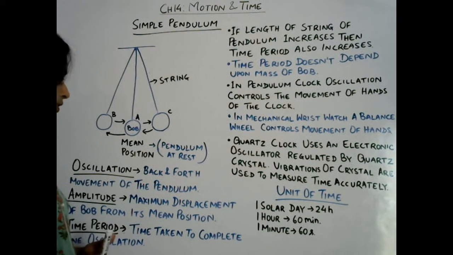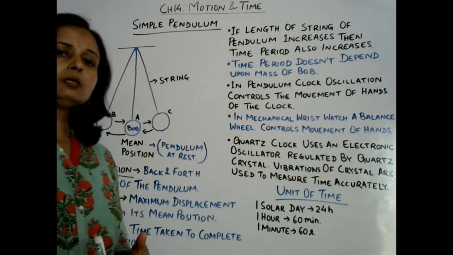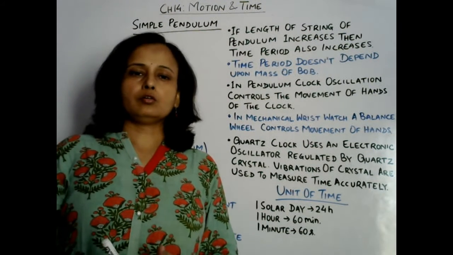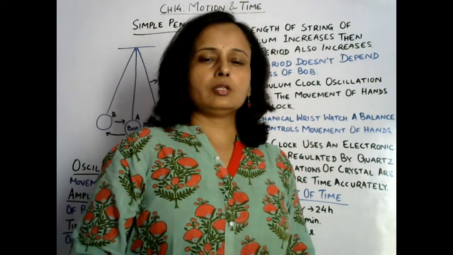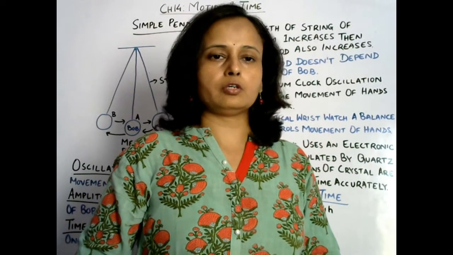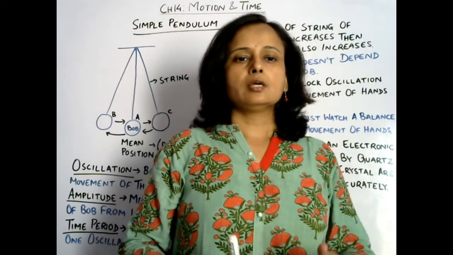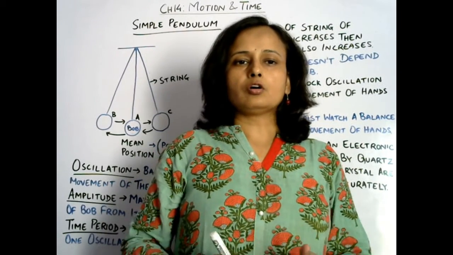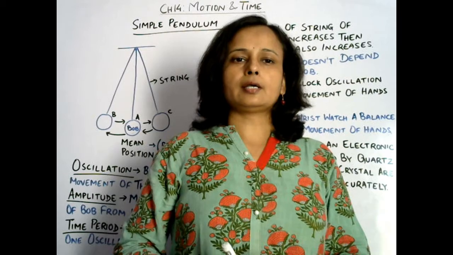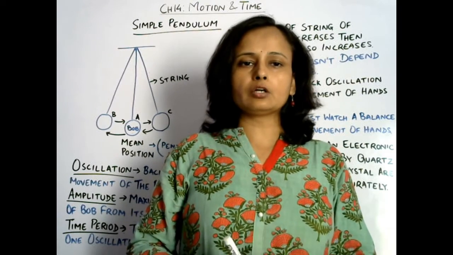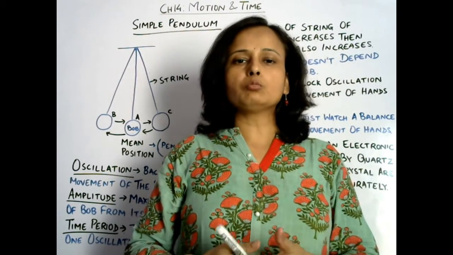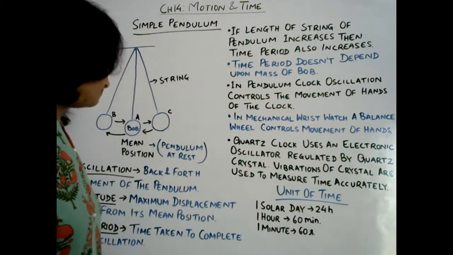That is one oscillation. And the pendulum based clock was manufactured on the basis of this oscillation only. So this oscillation helps the clock to show the time. The hands of the clock depend upon the movement of the pendulum.